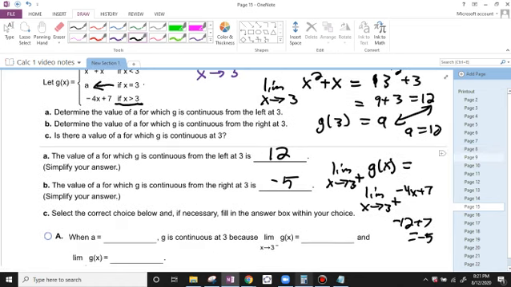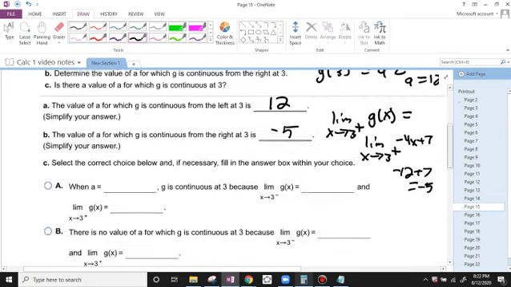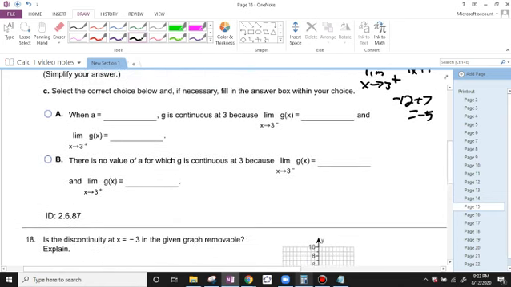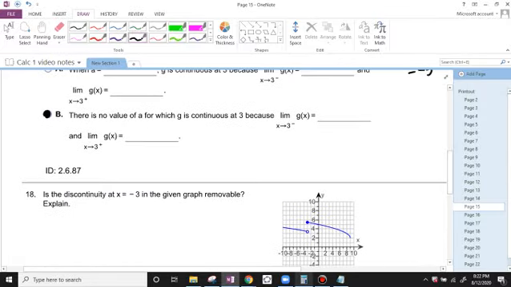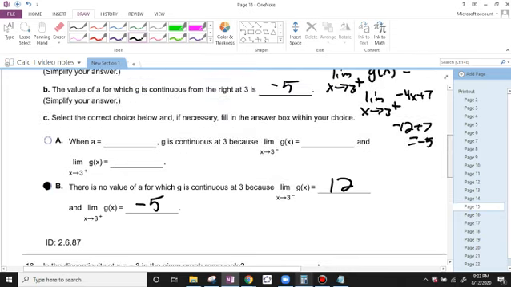Is there a value of a for which g is continuous at 3? The answer to that is no, because to make it continuous from the left, it has to be 12. To make it continuous from the right, it has to be -5. But if we want it to be continuous, the same value needs to be on the left and on the right. It's the same as for limits. So there is no value for which g is continuous at 3, because the limit from the left is 12 and the limit from the right is -5, and they are not equal.